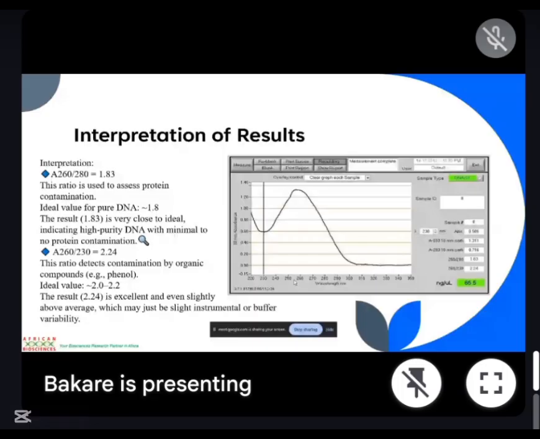Now see the nanogram per microliter. That is the concentration, and the 260/230 is the purity ratio. Now this is my concentration. My concentration is 65.5. When you extract your DNA, your concentration ranges from 50 to 100, even 150 sometimes. That is 50 nanograms per microliter to 100 to 150 nanograms per microliter.